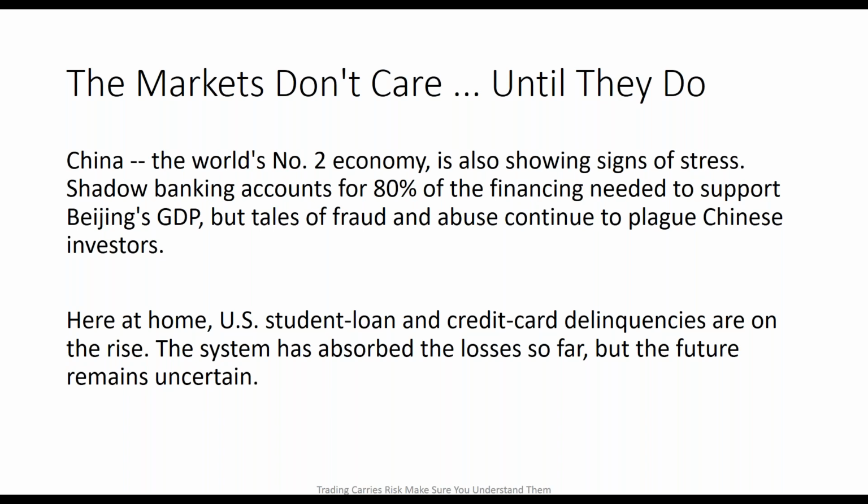Here at home, U.S. student loan and credit card delinquencies are on the rise. The system has absorbed the loss so far, but the future remains uncertain. And nobody's talking about automobile loans and how many people are upside down and owing more on their automobiles than anywhere near their worth.